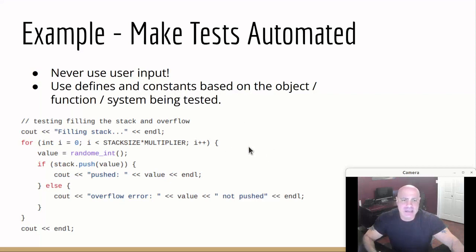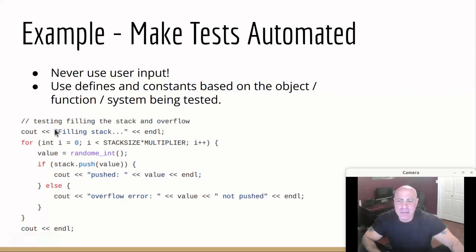Use defines and constants based on the object, function, or system being tested. And by that, I mean, you want your tests to be fully automated. Now, fully automated means they're going to run without user input. It also means when you make changes to your object, function, system, whatever, the tests don't need to be changed. That's the thing. Ask yourself that question. Whenever you write a test, look at that test and say, if I change the size of my object, if I change the way the system works, will my tests stay the same and still work and be what I want them to be? You can't always do that, but your goal is to get as close to that as possible. So in this case, what would that mean?